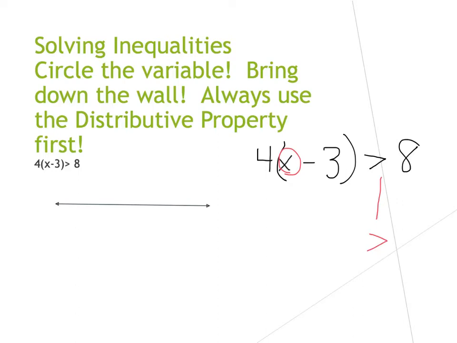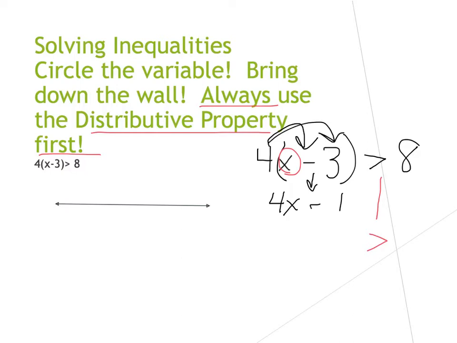And then if you notice, it says always use distributive property first. So I'm going to use the distributive property, and I'm going to follow the rainbow. So 4 times x gives me 4x. Bring down my sign, minus 4 times 3 gives me 12. Now I can go ahead and get started again. I'm going to circle my variable.